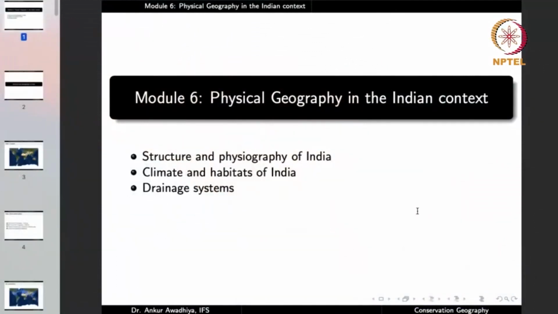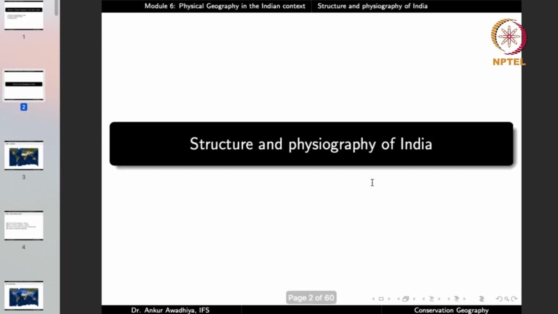Namaste. Today we begin a new module, which is physical geography in the Indian context. In this module, we will have a look at the concepts of physical geography that we have studied so far as they apply to our country. This module will have three lectures: the structure and physiography of India, the climate and habitats of India, and the drainage systems. So, let us begin with the structure and physiography of India.